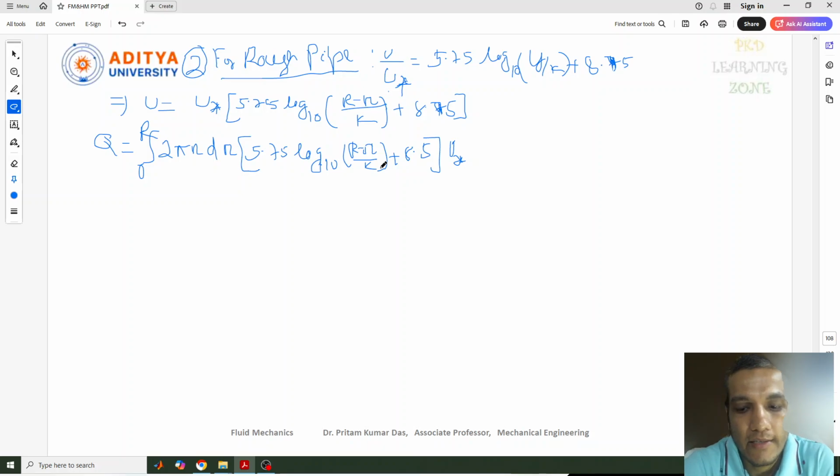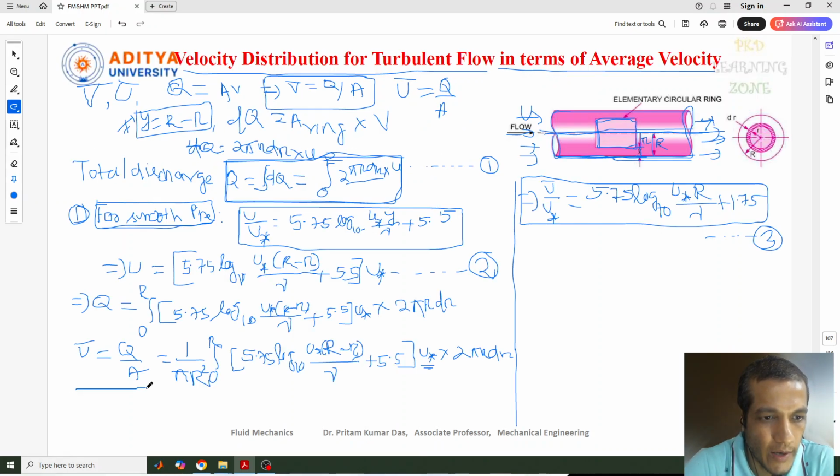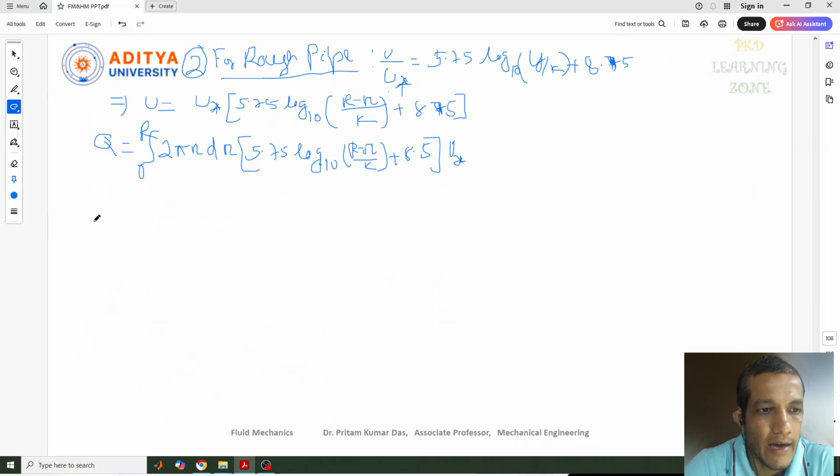Now we can derive this, or we can directly write the average velocity, because in the previous case also we calculated the average velocity. So average velocity we can write this way. Here also let's write the average velocity.